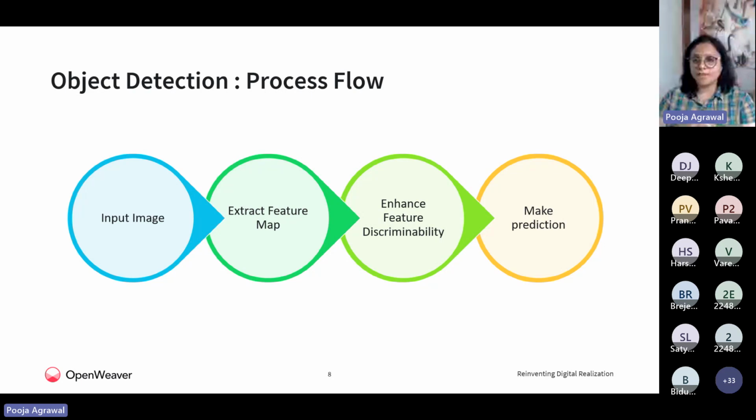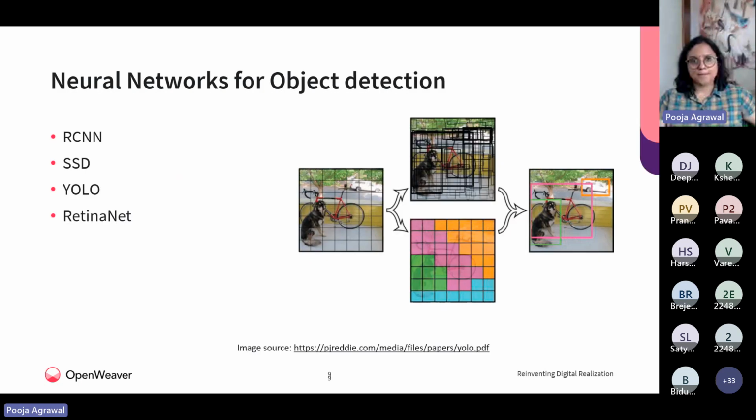So what are we intending? We are primarily intending to enhance the features in a way that we are able to discriminate properly between two similar images, and discriminate based on the different feature maps that are created while doing the training process. So this is the entire flow in which your object detection neural network will work.